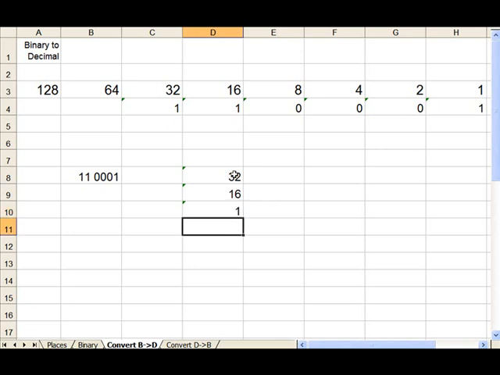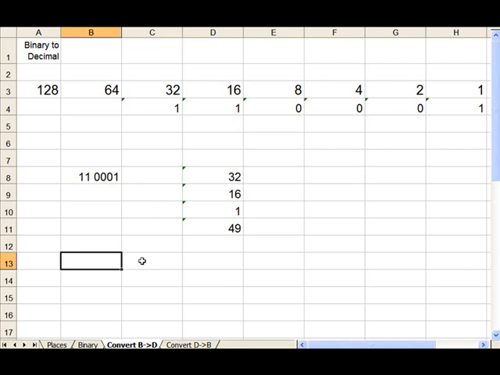And we have 32 plus 16 plus 1. Let's see, what is that? A 9 there. So we have 49. This is the binary representation of the decimal number 49. So these are the same value, just different ways of writing them in the different number systems.